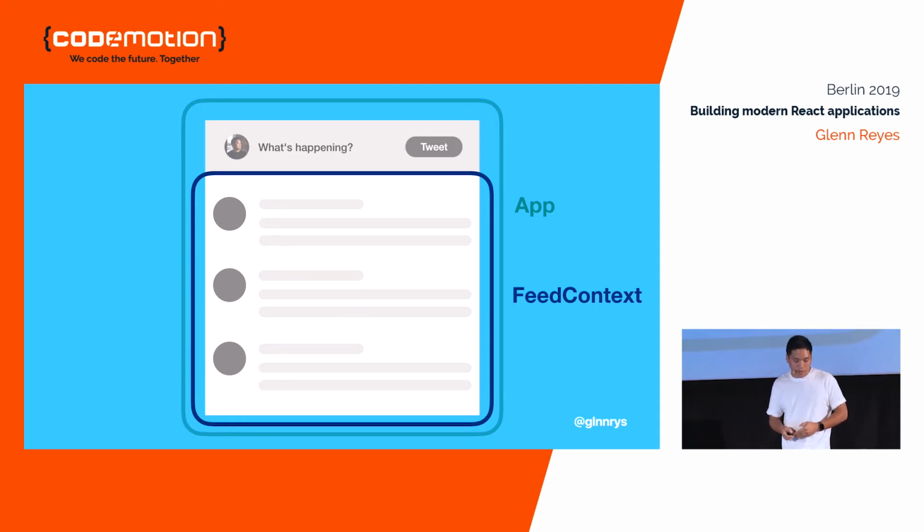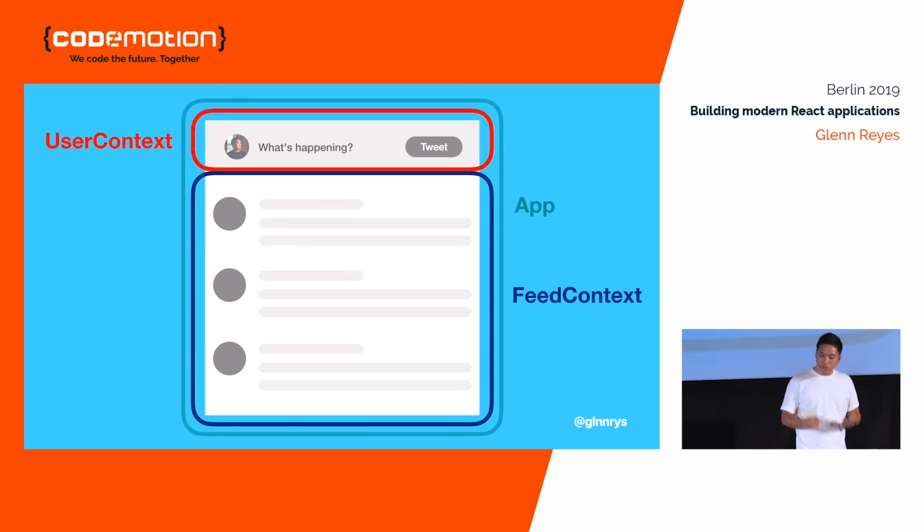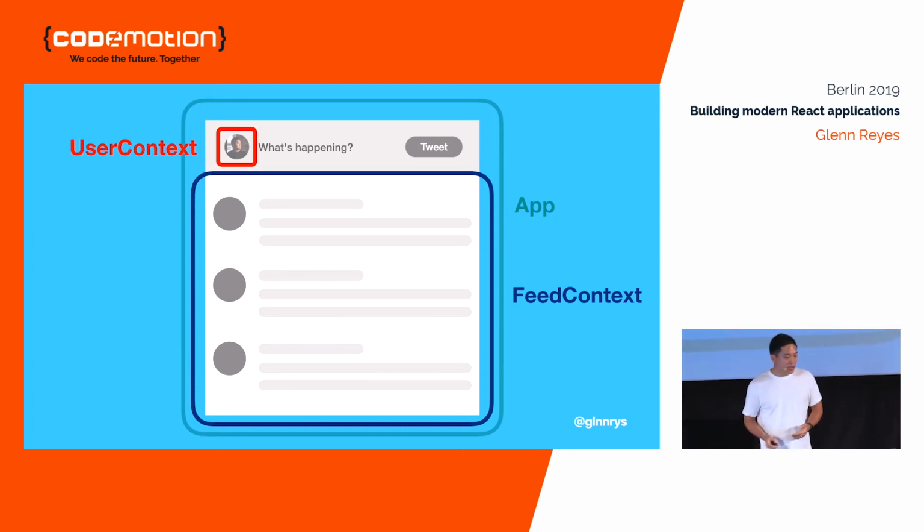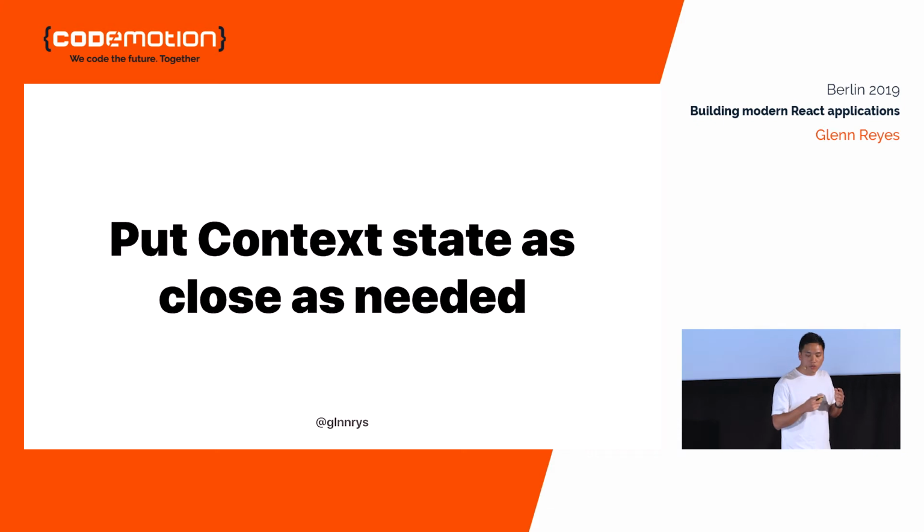So here we skip basically the tweet composer at the top, right? And in contrast, for user data, we only need it in the composer for our avatar. So in fact, we could actually do it even better. We could actually put it as close as only the avatar. So maybe it may actually be a better case to wrap it only around this, because we don't need it in our text or in our button, right? So summing up, put context state as close as needed, especially the provider.